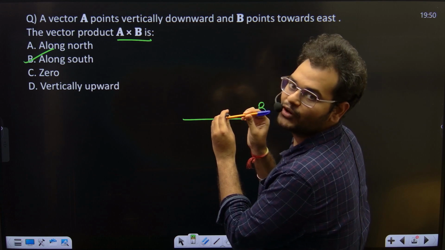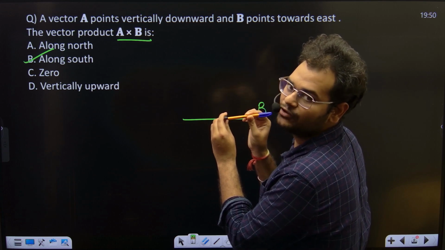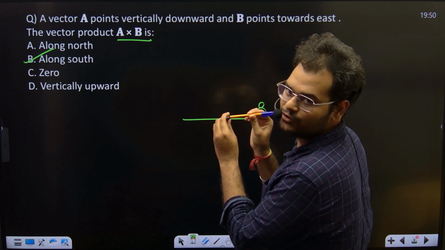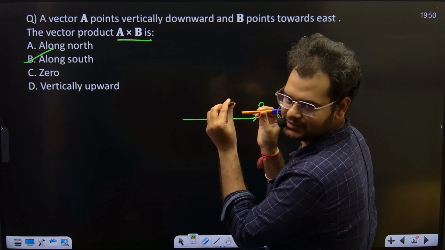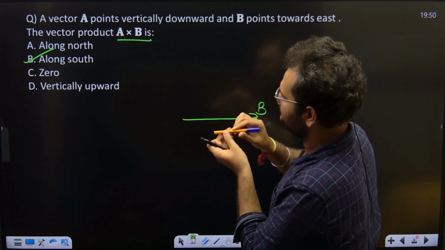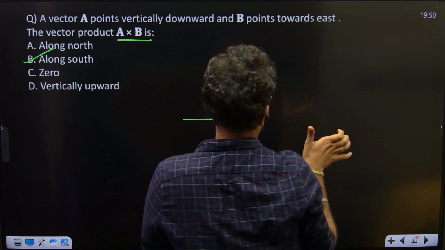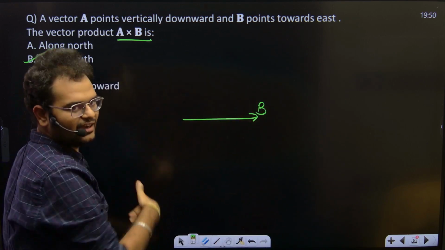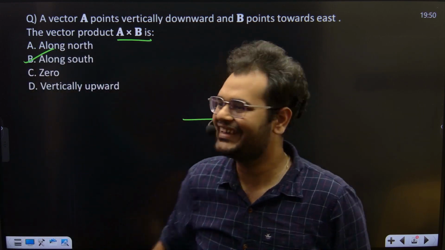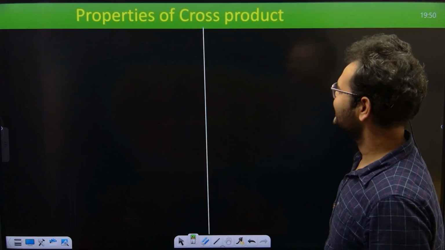Now you have to go from A to B. Why A to B? Because they are asking A cross B. So this black marker is A and this is B. So A cross B means downward. This is A cross B. And what is B cross A? This is B cross A. Are you getting it or not? Okay, very good.